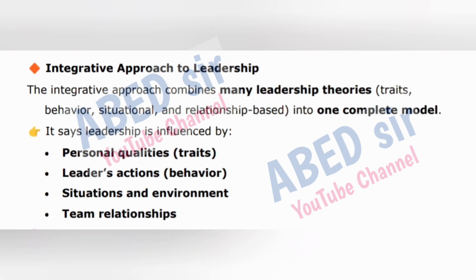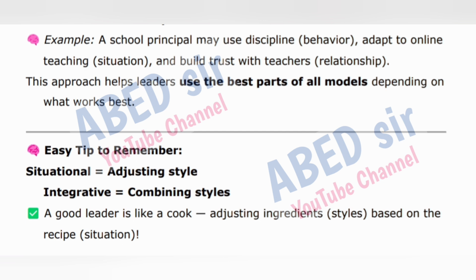Integrative approach to leadership. The integrative approach combines many leadership theories, traits, behavior, situational, and relationship-based, into one complete model. It says leadership is influenced by personal qualities (traits), leaders' actions (behavior), situations and environment, and team relationships. Example: a school principal may use discipline (behavior), adapt to online teaching situation, and build trust with teachers (relationship). This approach helps leaders use the best parts of all models depending on what works best.